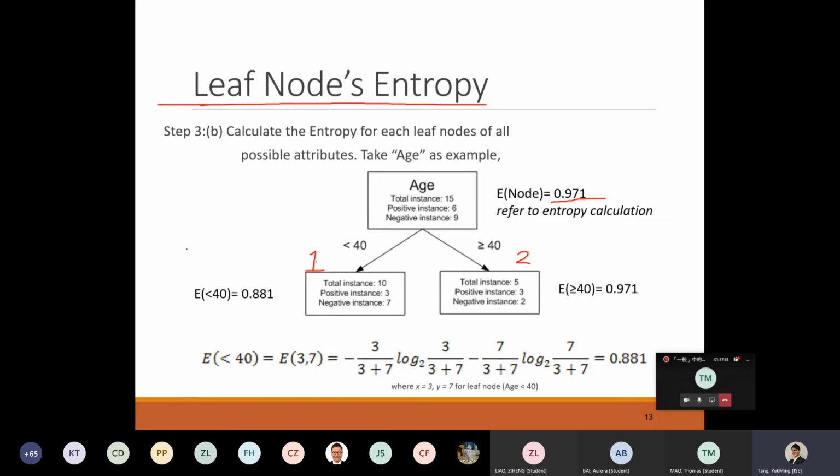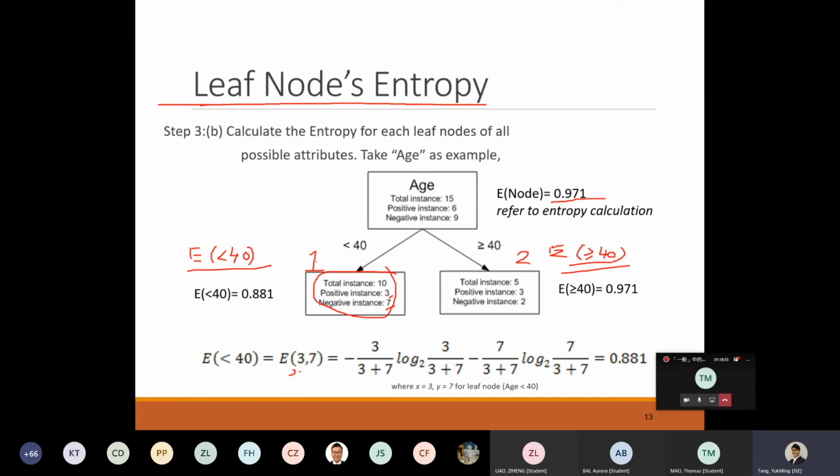For the entropy of leaf node 1, E is the entropy. Leaf node 1 is the customers less than 40, so we calculate the entropy E of less than 40. For leaf node 2, we need to calculate the entropy for customers larger than or equal to 40 years old. To calculate the entropy for less than 40 years old, we take a look at this one: 3 of them are positive instances and 7 are negative instances. That means we are going to calculate E(3,7).